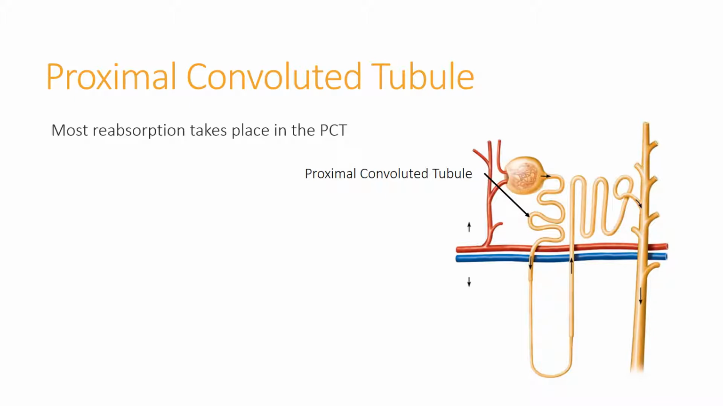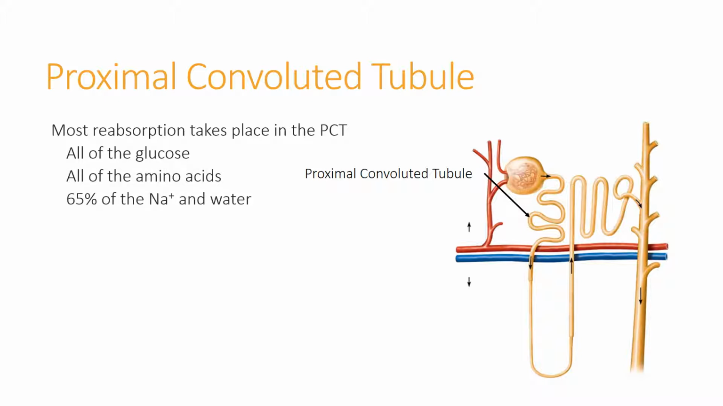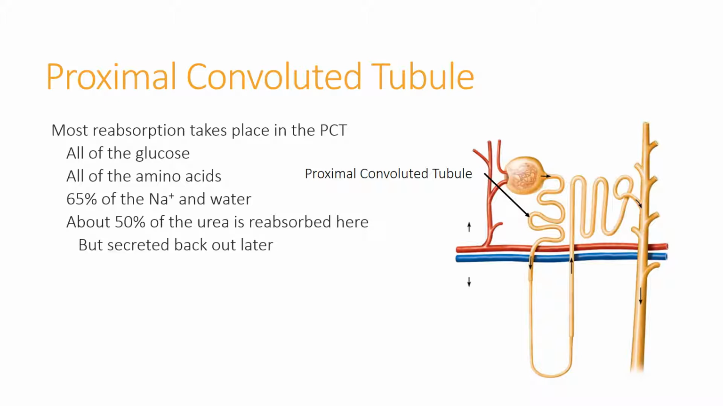Most reabsorption takes place in the proximal convoluted tubule. This includes all of the glucose, all of the amino acids, and about 65% of the sodium and water that's going to be reabsorbed into the body. It also includes reabsorbing about 50% of the urea that we're trying to excrete out in the first place. We don't want that urea in the blood, so most of it is secreted back into the urine later on as it moves through the nephron tubes.